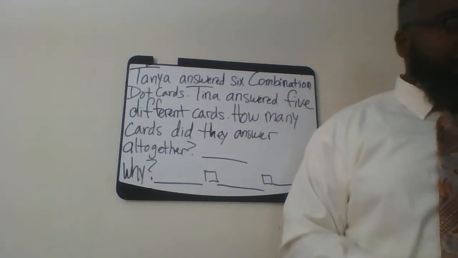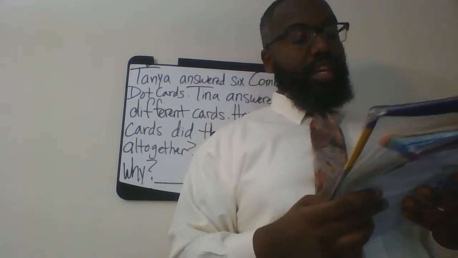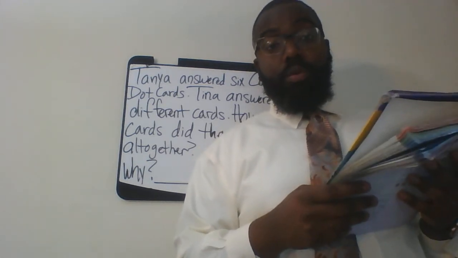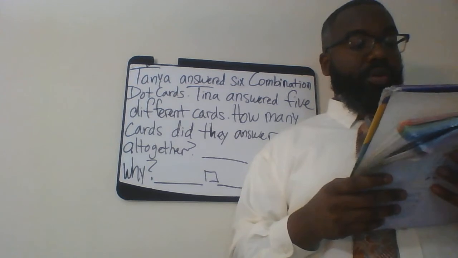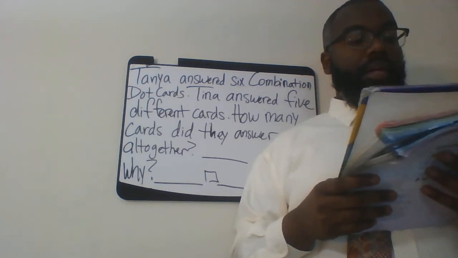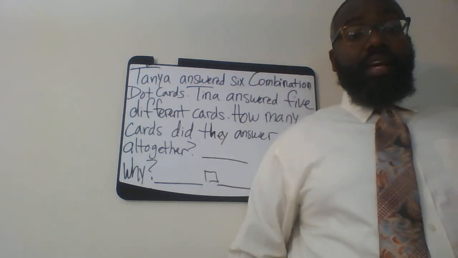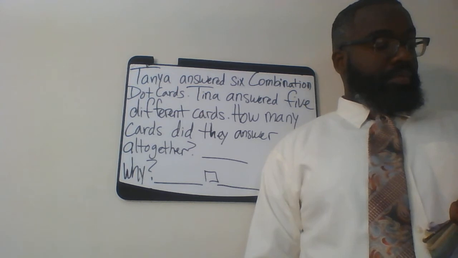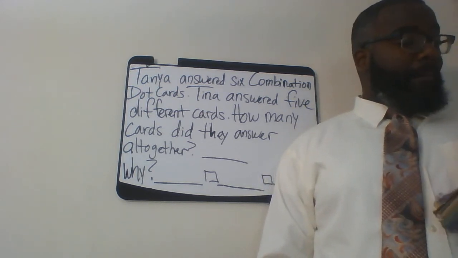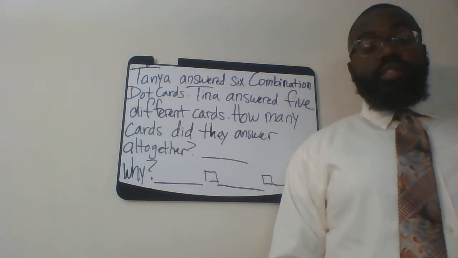Okay, now let's look at number 4. Number 4 wants you to write the answers to the combination that your teacher says. So let's begin with A. Letter A, 8 plus 4. 8 plus 4. Letter B, 12 minus 9. 12 minus 9. Letter C, 11 minus 6. 11 minus 6.